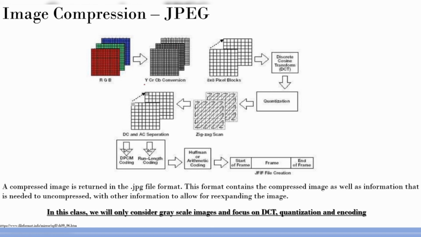Oh, I made a mistake in the previous slide. It is Cr, Cb. I think I put something like CRBR. So Y, red chrominance, blue chrominance. That's what it means. Y is luminosity, this is chrominance in red, and this is chrominance in blue. This is the color part, and Y is the brightness part.